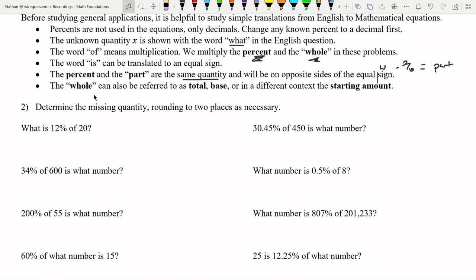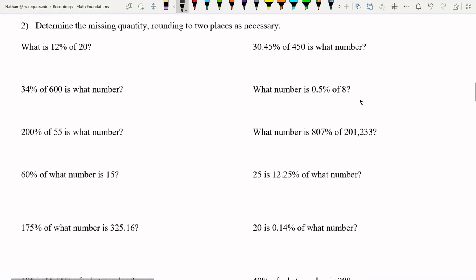The word whole can also be referred to as the total or the base, but in a lot of different contexts, the starting amount will also be a valid term for what the whole quantity is represented by. And this will make more sense when we talk about applications. So we're going to determine the missing quantity and round to 2 places as necessary.